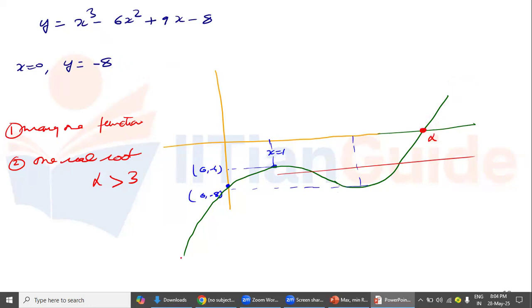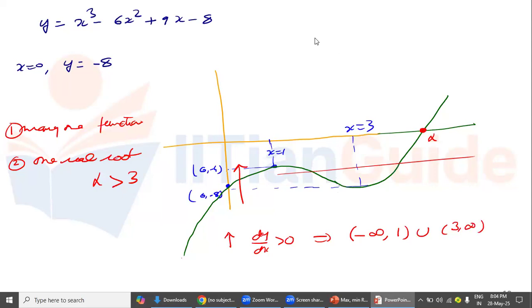In this part, from minus infinity to 1, it is an increasing function. Dy by dx is positive for the points minus infinity to 1. And it is an increasing function from x is equal to 3 to infinity. It will not decrease afterward. Dy by dx is positive.